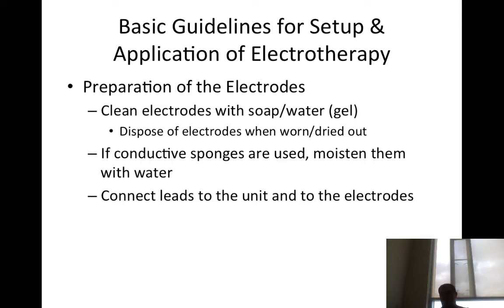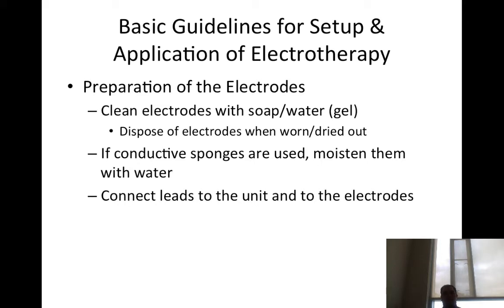Preparation of electrodes. I very rarely see athletic trainers do this. Clean electrodes with soap and water, the gel. Dispose of electrodes when worn out and dried. Ideally, you would have a new electrode pack for every single patient, but that's not what's going to happen in the real world. These reusable electrodes are reusable, right? Hence the word reusable electrodes.